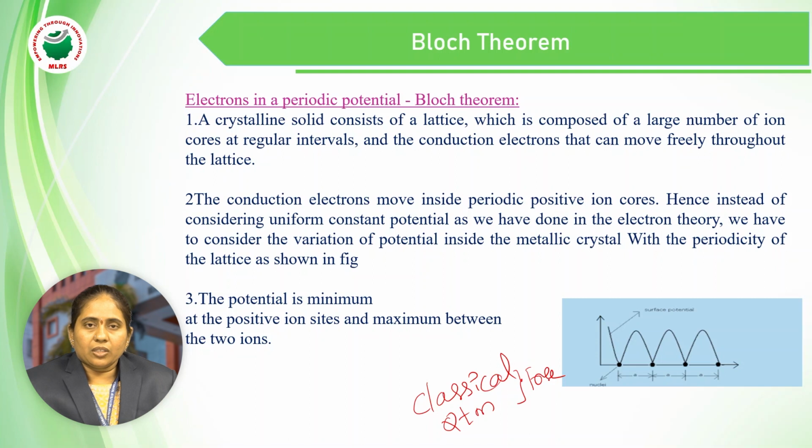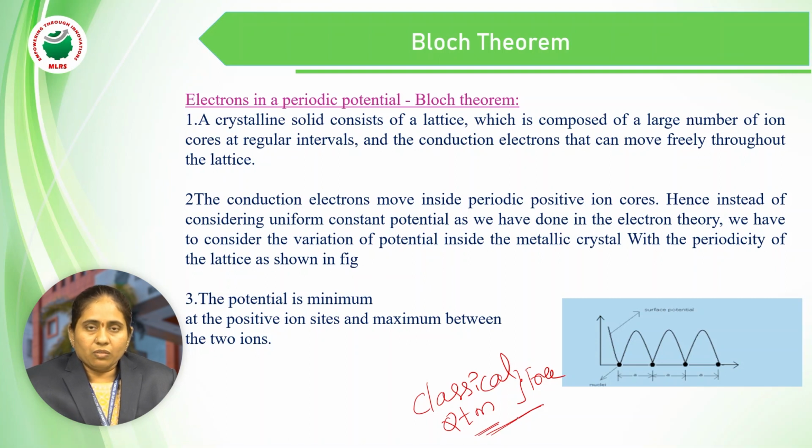Classical free electron theory was proposed by Lorentz and Drude. In this, there are some assumptions, success and failures. Similarly, quantum free electron theory was developed by Sommerfeld in the 19th century. In this also there are some assumptions, success as well as failures. The Bloch theorem is also a development of quantum free electron theory.